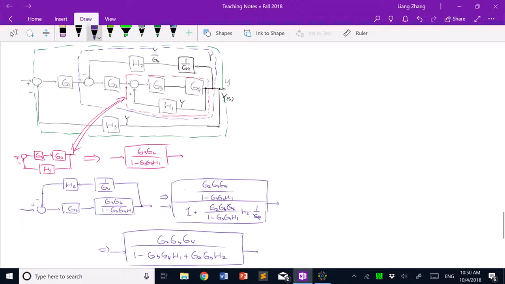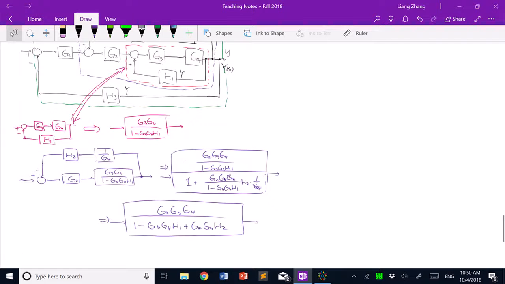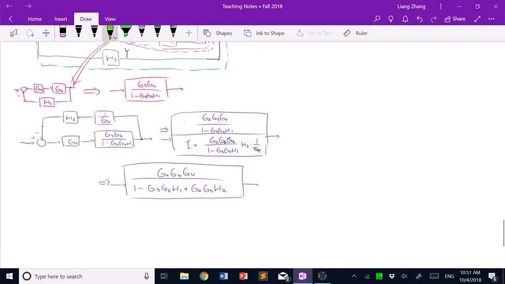So again, if you look at the purple box here, the transfer function is still direct path over 1 minus the loop gain. You only have one direct path. You have two loops. The two loops touch the direct path, so the simplified version still applies. Now we can do it one last time to the outer loop.